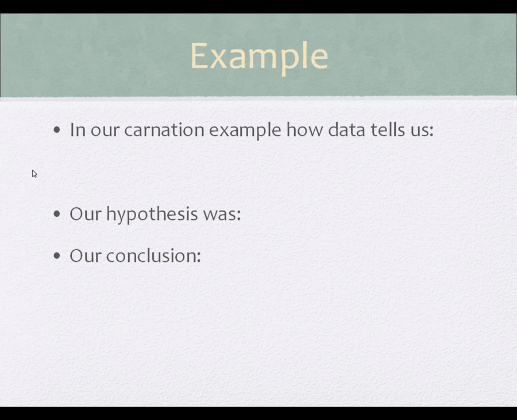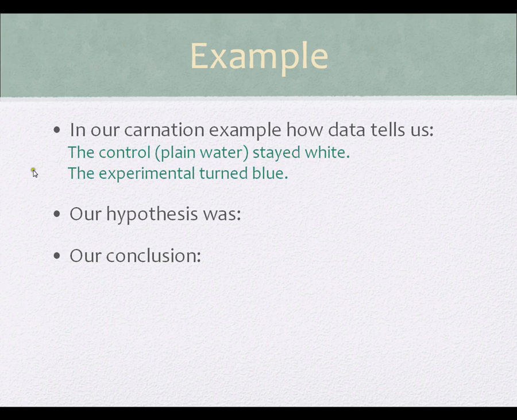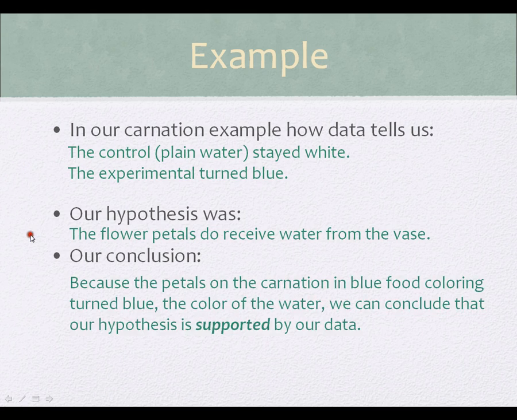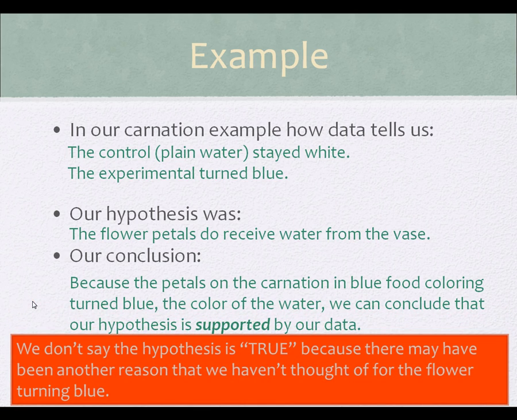So, in our carnation example, the control, the plain water, stayed white. The experimental group with blue water turned blue. So our hypothesis was that flower petals do receive water from the vase. Our conclusion? Because the petals on the carnation in blue food coloring turned blue, the color of the water, we can conclude that our hypothesis is supported by our data. Make sure we didn't say proven, because there could have been some other reason that they turned blue. It would take a little bit more experimenting to say proven. And there we go.